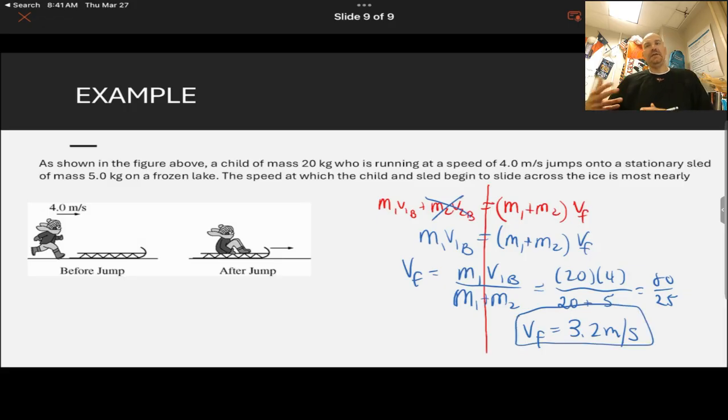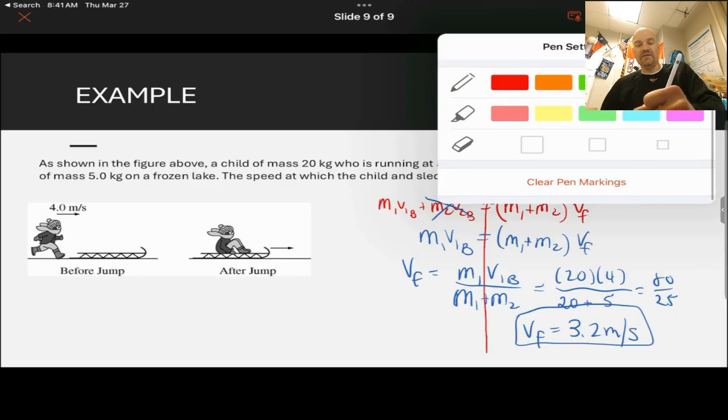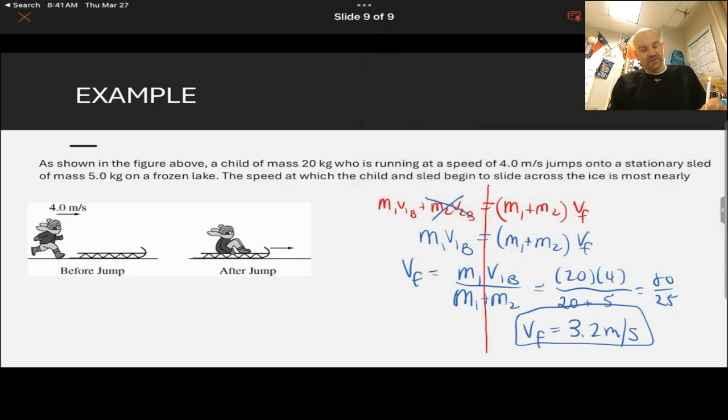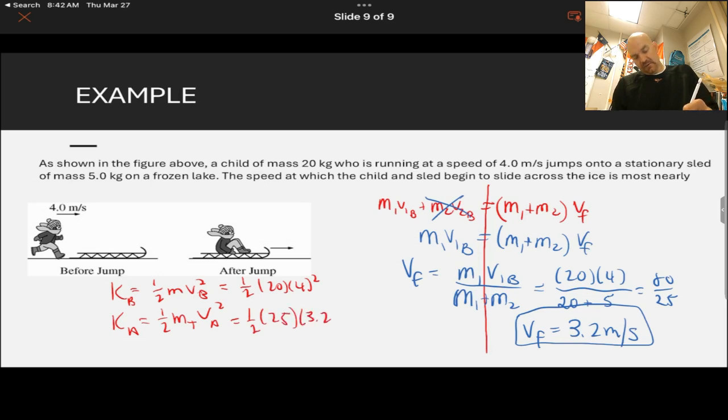Sometimes they may ask you what the percent is, or how much energy is lost. So you would do a K before calculation and then a K after. You do 1/2 times 20 times 4 squared, and then here you do 1/2 times 25 times 3.2 squared. I actually did not do this calculation, but the initial is 160. Let me pull out a calculator.